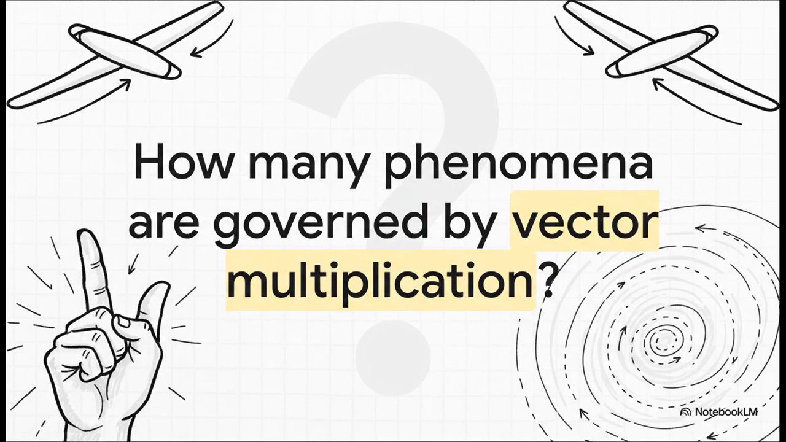Which leaves you with a final thought. From the way an airplane wing generates lift to the behavior of magnetic fields, these mathematical rules are hiding everywhere, just beneath the surface. It really makes you wonder, how many other things in the universe are secretly being governed by the simple elegance of a shadow and the simple twist of a right hand?